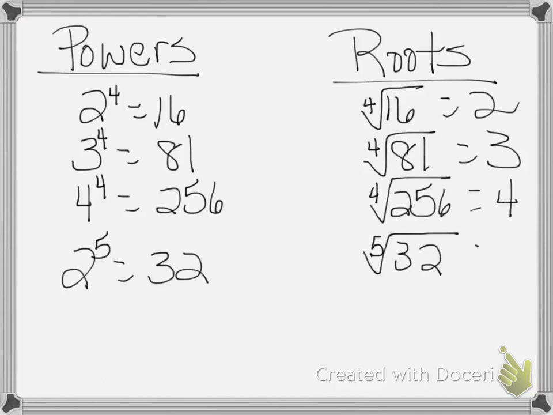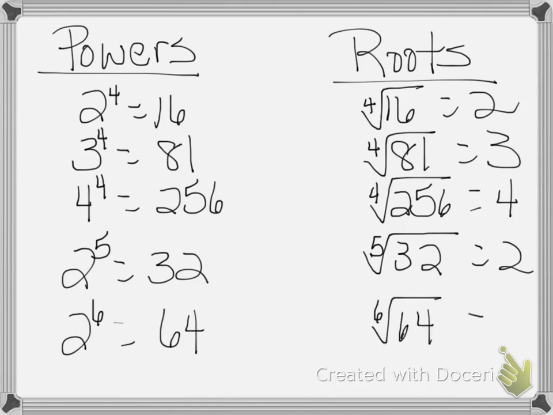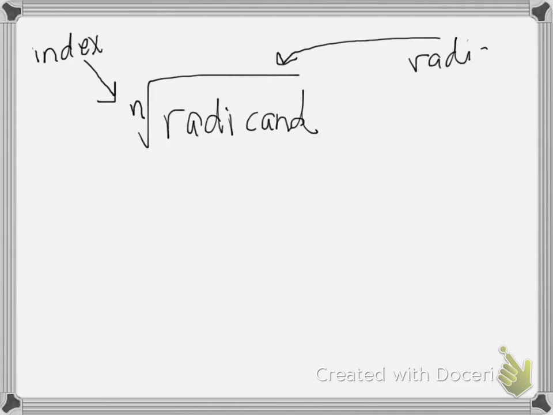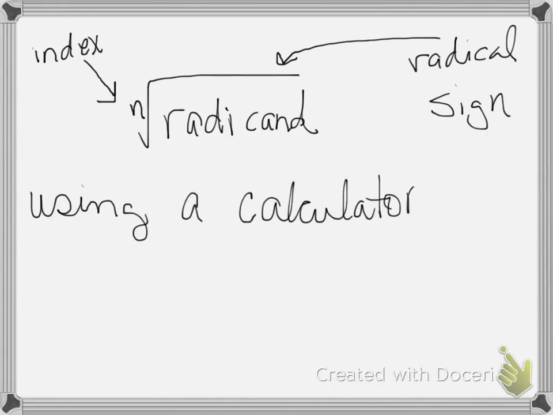Two to the fifth power is 32. The fifth root of 32 is 2. 2 to the sixth power is 64. The sixth root of 64 is 2. So we have the index, also known as the root. Inside is called the radicand, and there is the radical sign. Using a calculator, you can look for the x to the root power.